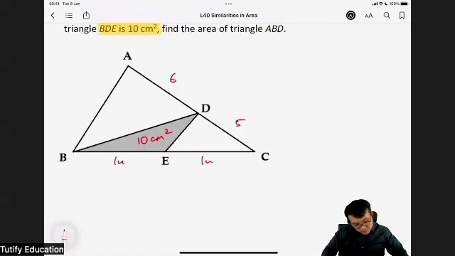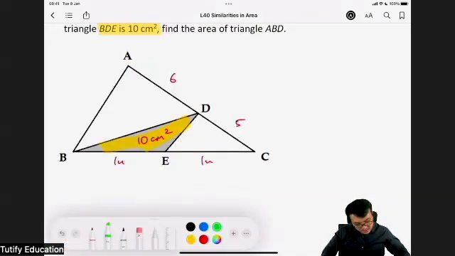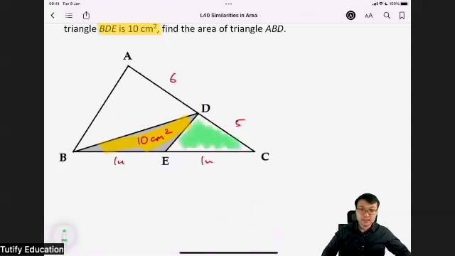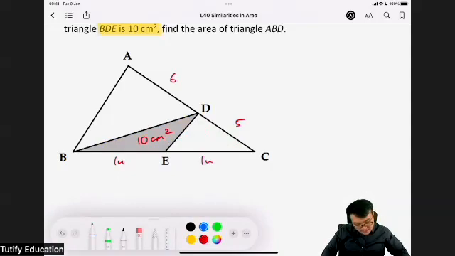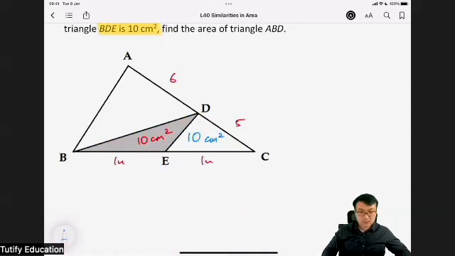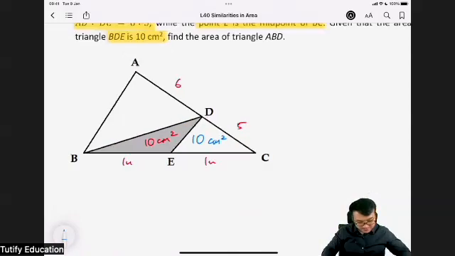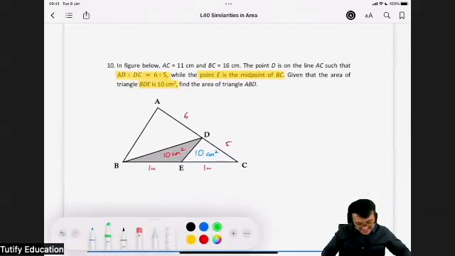Do you agree that this yellow triangle and the green triangle have the same height? Yes. If they have the same height, then this is 1 unit, this is 1 unit. What is the area here? 10 cm square. Correct. It must be the same. Well done. Now, this is the easy part. We are now going to do the difficult part. Are you ready? Okay, good.